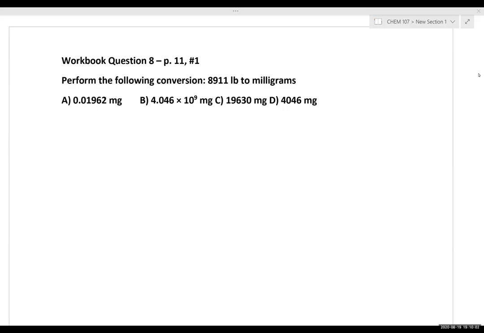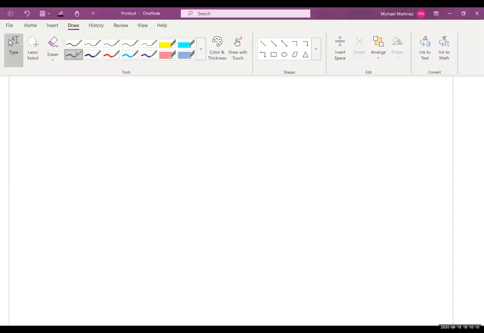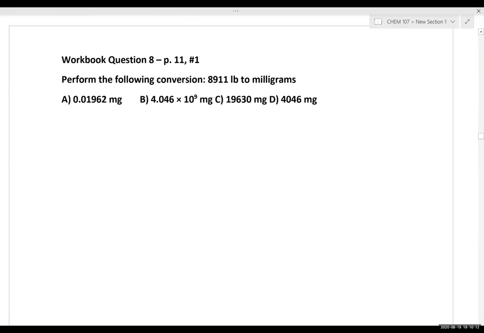So continuing on from lecture, and just to get everyone back in the problem-solving rhythm, I'd like everyone to start working on the following workbook questions. This is from your provided workbook, and I'd ask you to perform the following conversion. I'd like you to convert 8,911 pounds to milligrams.